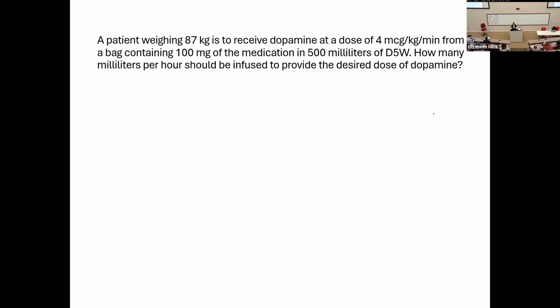Here's another weight-based dosing problem. We have a patient that weighs 87 kilograms and needs dopamine at a dose of 4 micrograms per kilogram per minute from a bag containing 100 milligrams of the medication in 500 milliliters of D5W. How many milliliters per hour should be infused to provide the desired dose of dopamine? So we're looking for milliliters per hour. That's our final answer.